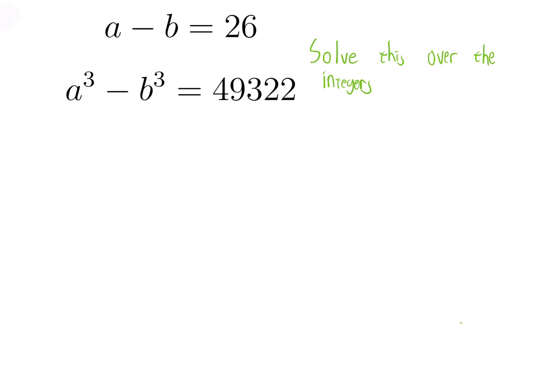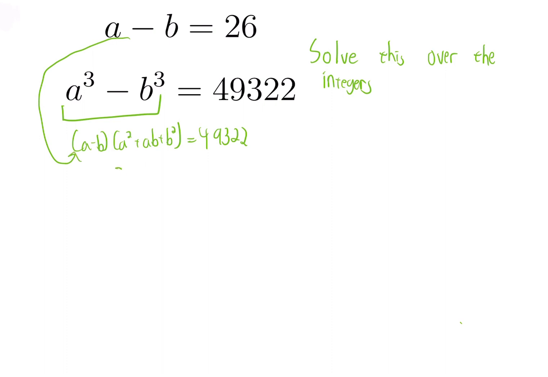So let's apply that to this problem. We know that this is just a minus b times a squared plus ab plus b squared. That's 49322. But we can plug this in. So then we'll get 26 times a squared plus ab plus b squared is equal to 49322. And we can divide, so then we get a squared plus ab plus b squared. And if we do some long division or whatever, we'll get 1897.